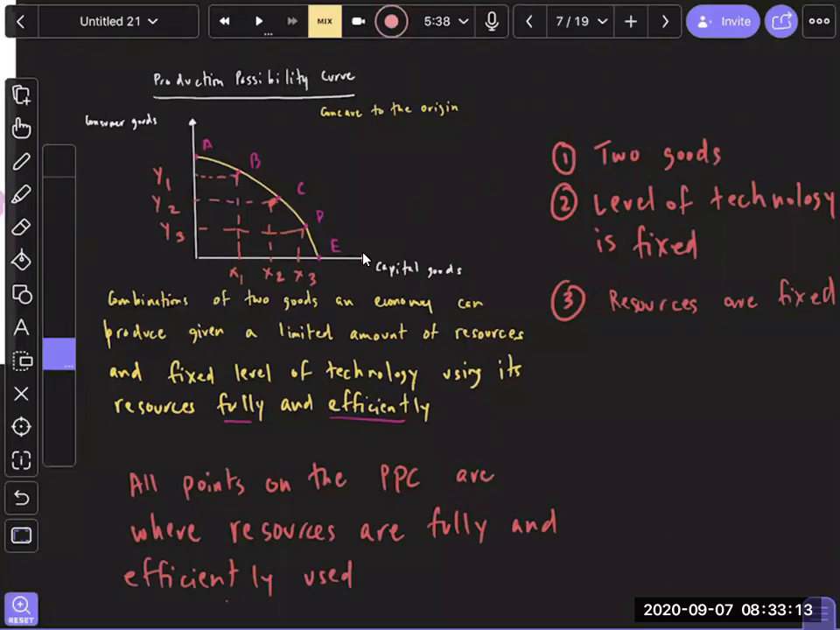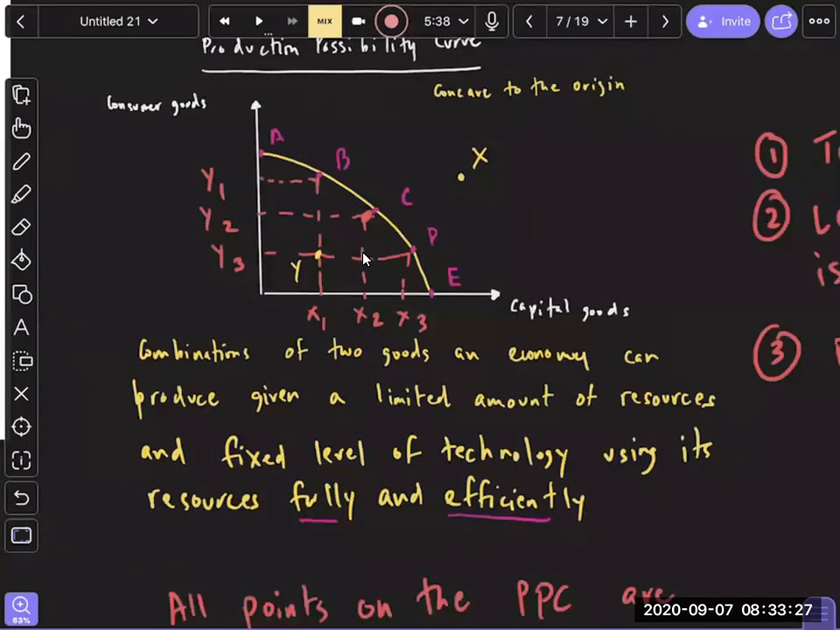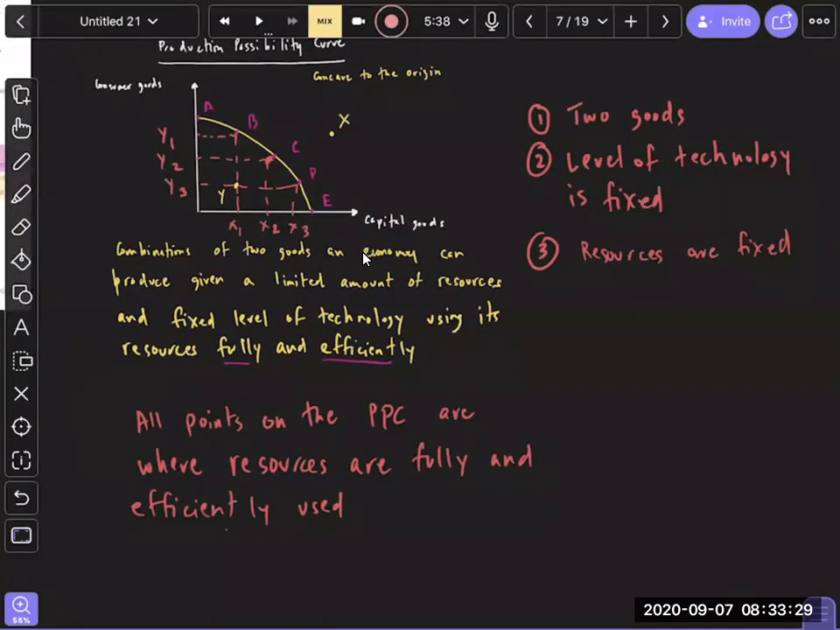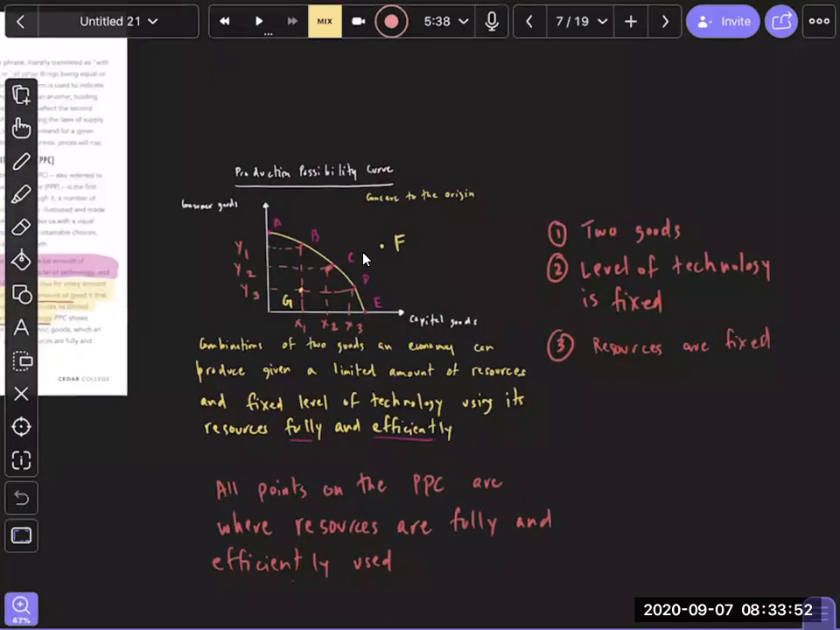But if you're not on the PPC, let's say you are at some point here, or you are looking at another point here, then we are moving away from resources being fully and efficiently used. Let's talk about this point. Now I should not be calling these points X and Y. I'm so sorry, guys, because X and Y are also the variables. So you'll be like, why is this thing interchanging? So let's call them F and G.